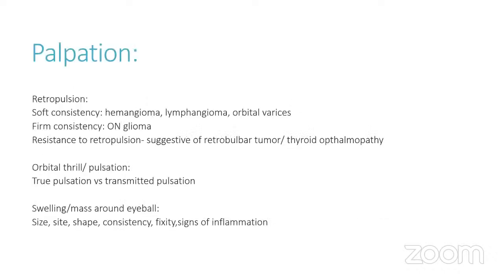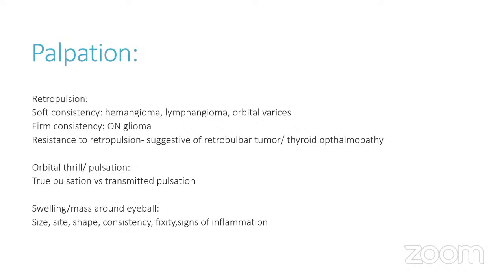Next, we come to palpation. The first thing we have to check for is retropulsion. Using two fingers, we try to palpate the eyeball, and we check whether the consistency is soft or firm. Usually, a soft consistency could be presence of a hemangioma, lymphangioma, or orbital varices. And in case of firm consistency, it could be optic nerve glioma. A resistance to retropulsion is suggestive of a retrobulbar tumor or a thyroid ophthalmopathy.